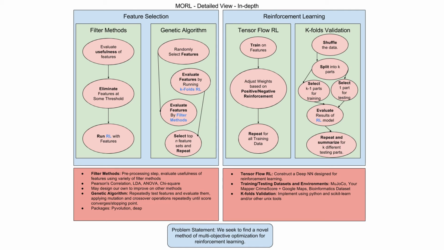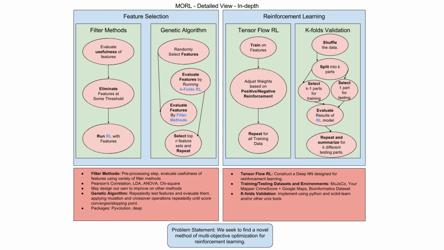We'll also plan to apply this to some real-world data using the Your Mapper crime score and Google Maps to map out crime over different regions geographically, as well as a bioinformatics data set that relates to metalloproteins and proteomics. The last two of these will take a lower priority to the MuJoCo gym as it has a very nice visualization, and we are limited on time for this project.